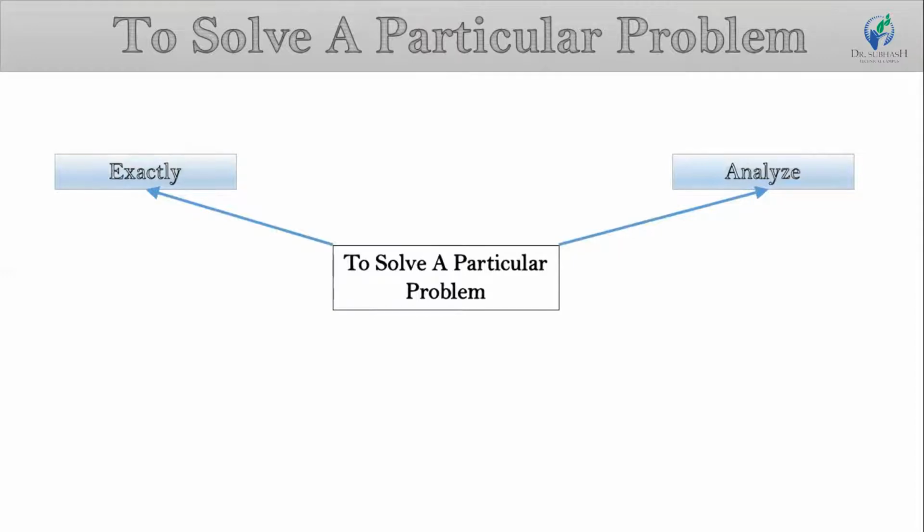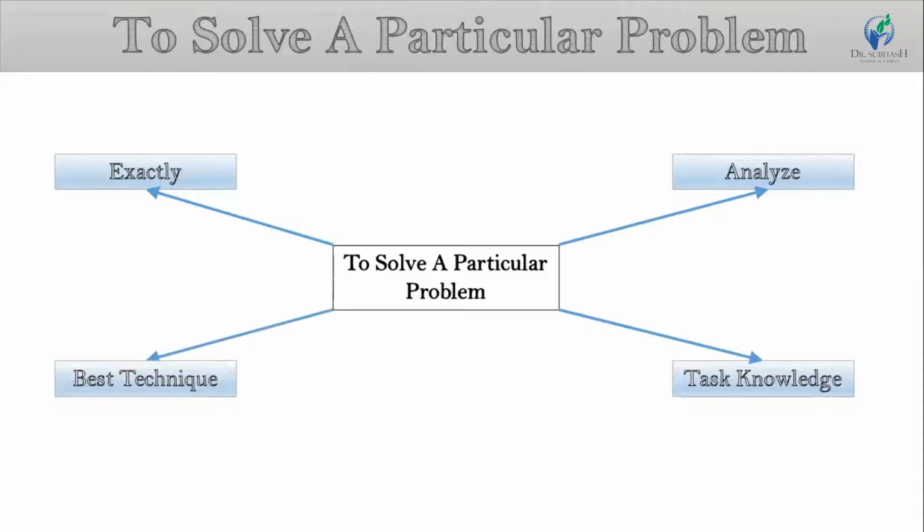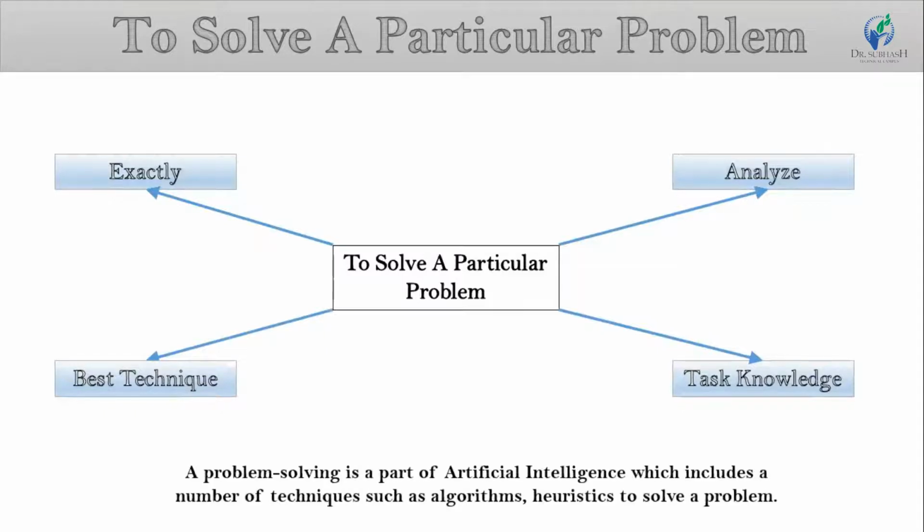Next is isolate and represent the task knowledge necessary to solve the problem. Next is choose the best problem solving technique and apply it to the particular problem. So we can say that according to computer science, problem solving is a part of artificial intelligence, which includes a number of techniques such as algorithms and heuristics to solve a problem.